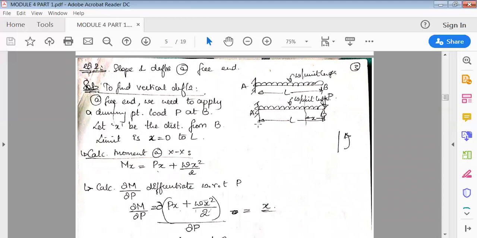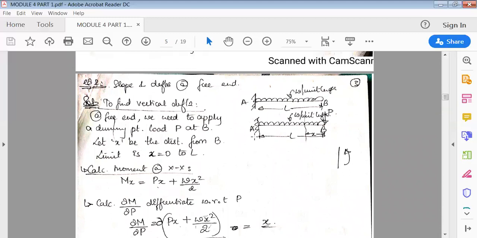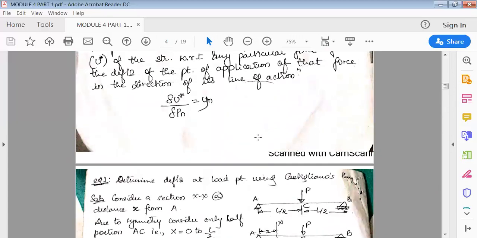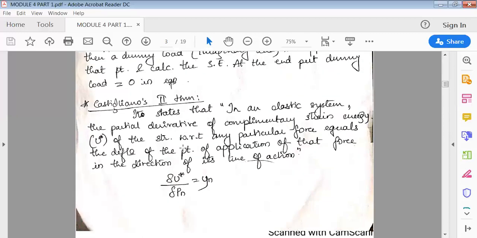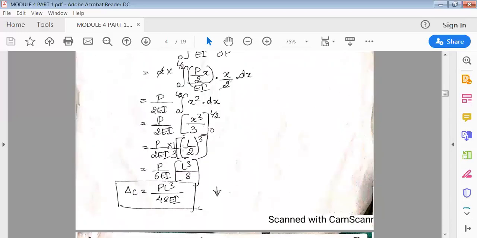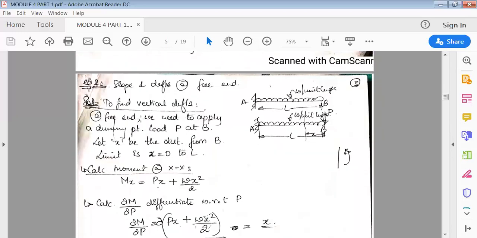So first let us find the deflection. Okay. So see here, now we'll use that note we've used here. There was a note here: if the deflection component at a point where no point load is applied, or applied load is not in the required direction, then a dummy load is to be added, and the dummy load is nothing but 0. Now see here, slope and deflection at the free end. Free end here is B.